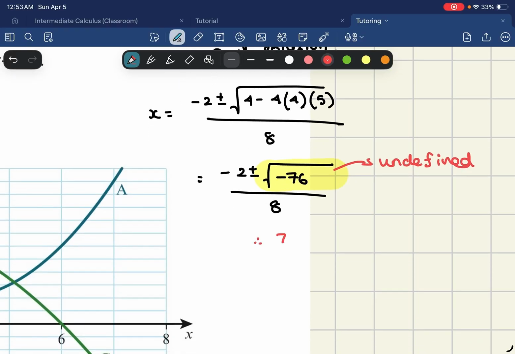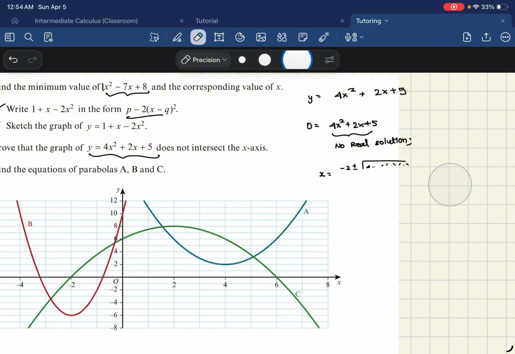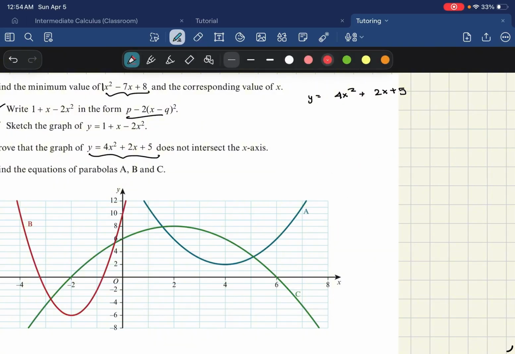So therefore, the equation has no real solutions and therefore no real roots. So that is one way to solve the equation. That is one way to think about this. Another way that is probably more elegant is, let's complete the square.